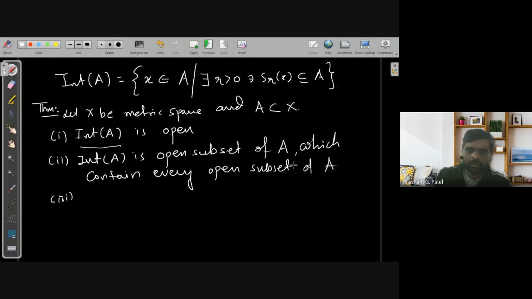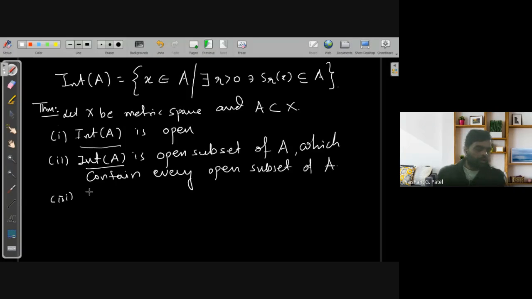Whatever the linear combinations are there, it's all contained by that. So in the same manner, the interior of A is the largest open set which is contained by the original set A.